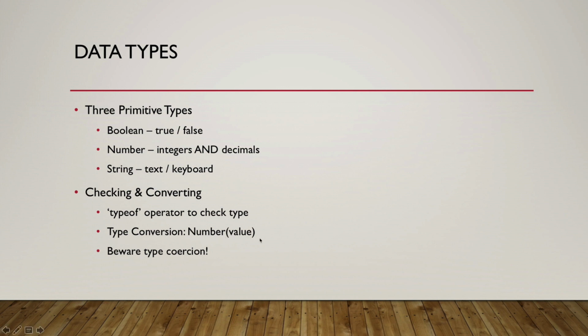We can also convert between various types. For that, we have specific functions. You can use capital N Number as a function and pass it a value, and it will attempt to turn that value into a number. Now, it won't always work. Maybe the value is a string, and some strings, unless they contain just digits, just can't be turned into a number. And it will return specific values in that case.